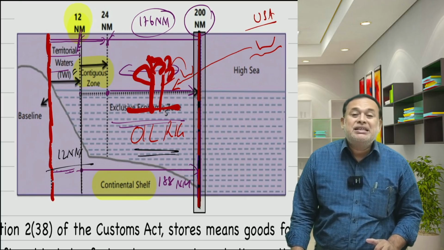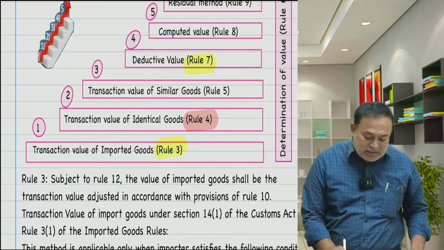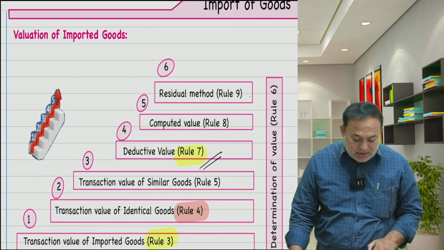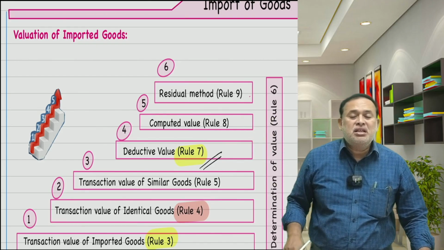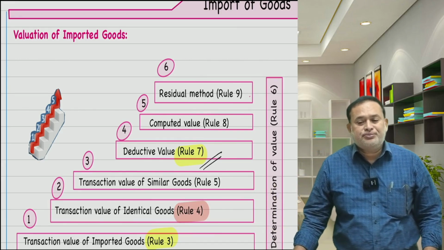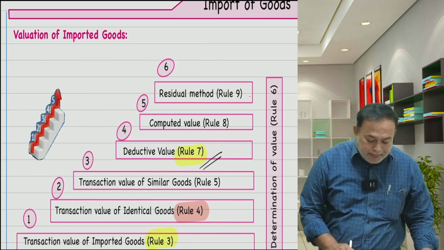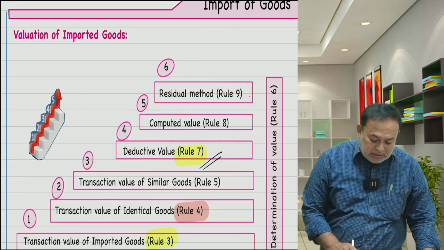Rule number 7 is what? Deductive value. In the case of deductive value, my dear, rule number 7 applies only when there are high seas purchases. What is high sea? Beyond 200 nautical miles from the baseline is the high sea, which is a common area belonging to all countries. They have equal rights. So, if I have the oil rig in our given example, let us look into that particular topic here.